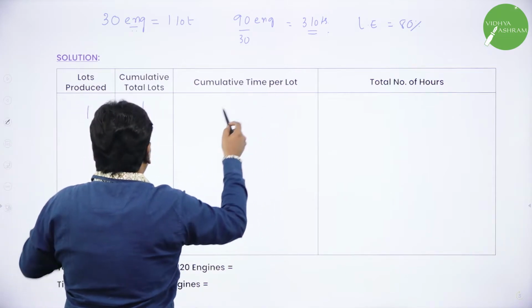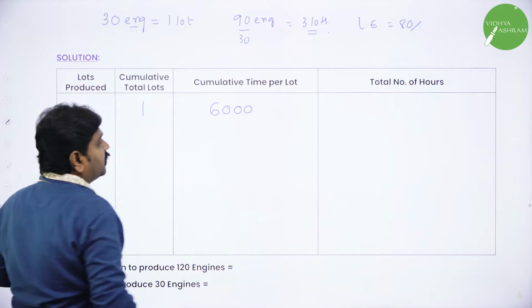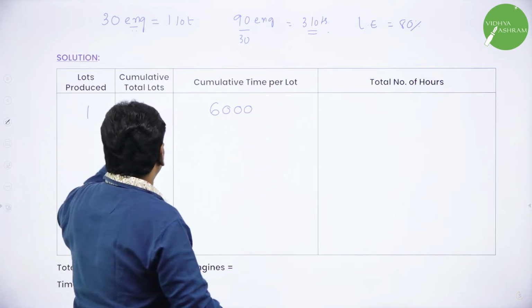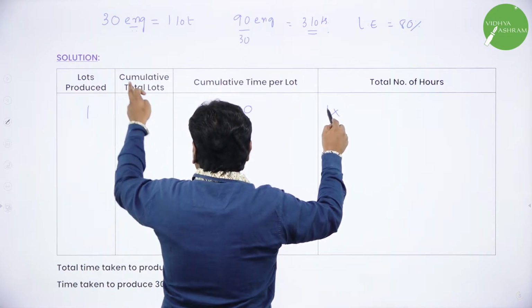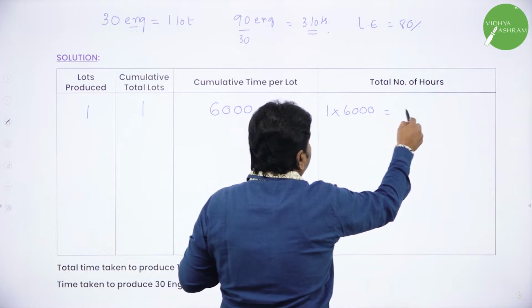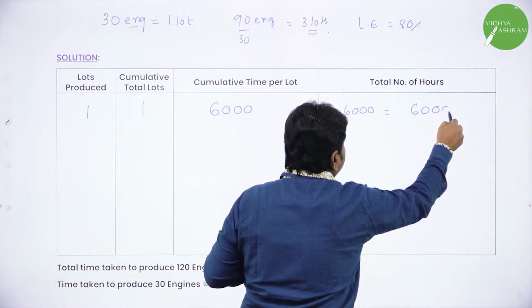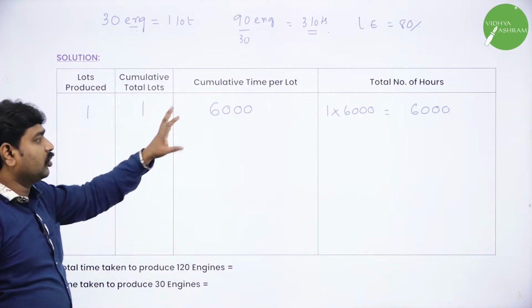Cumulative time per lot. For the first lot, what is the time? 6000 hours. And then total number of hours. We are producing one unit, so 1 into 6000. Output, this cumulative total lots into time. 1 into 6000 gives you 6000. So total number of hours required is 6000. Then I'll teach you how to fill the columns. I'll not go according to the hierarchy.